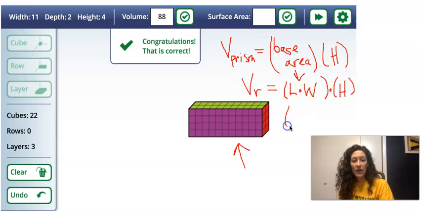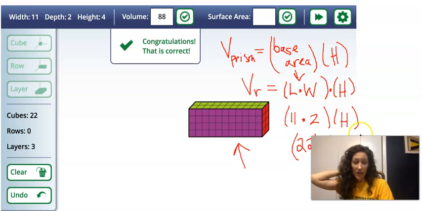So now we're going to go ahead and fill in the length and the width. Well, the length, remember, we counted was 11 squares long, and the width was 2 squares long. And then we'll worry about the height later. So the first part we found was just that bottom layer of cubes to be 22 cubes. So we were looking at basically the area of that base rectangle, and then we multiply it by the height. And the height is 4 units.